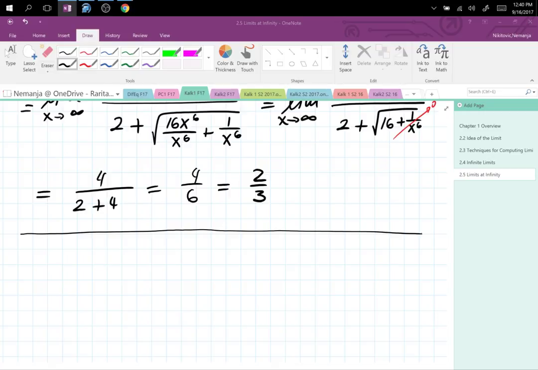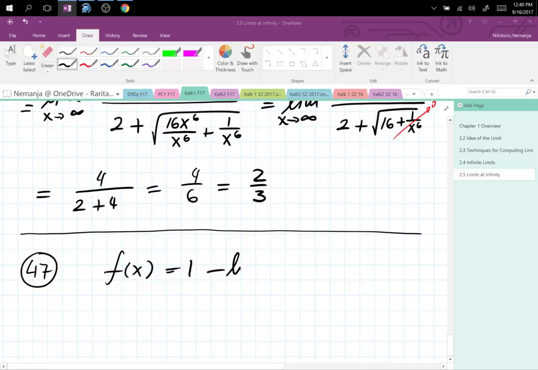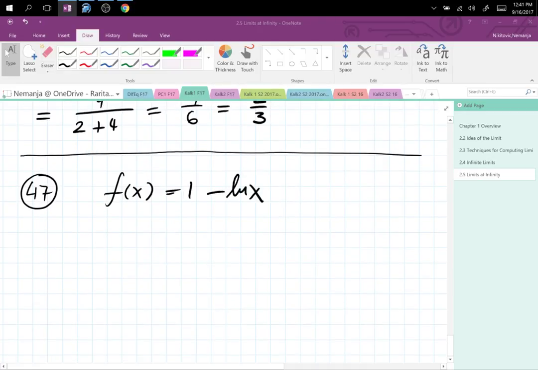I'm interested in two graphs. 47, f of x equals 1 minus ln x. And then we'll do 48, absolute value of ln x.